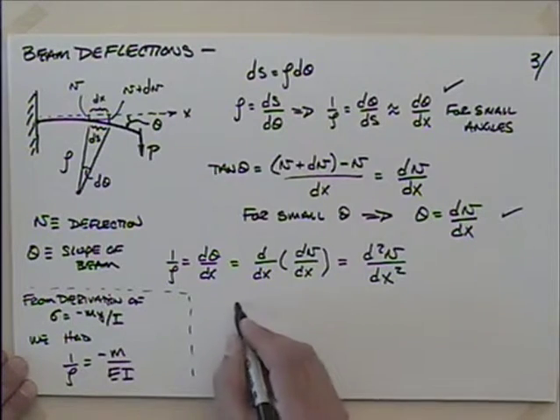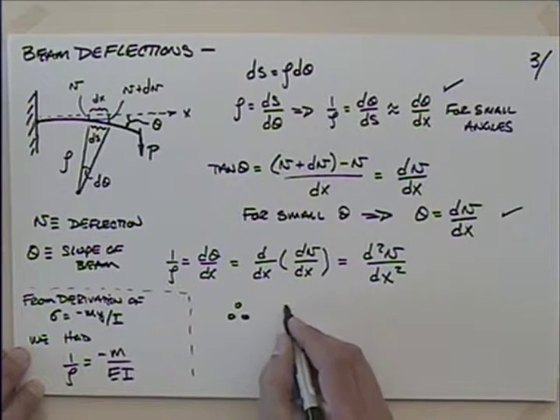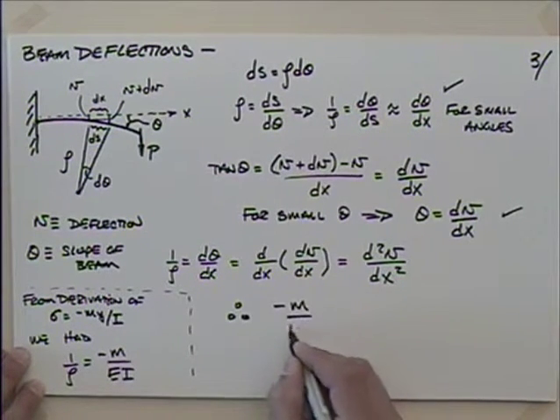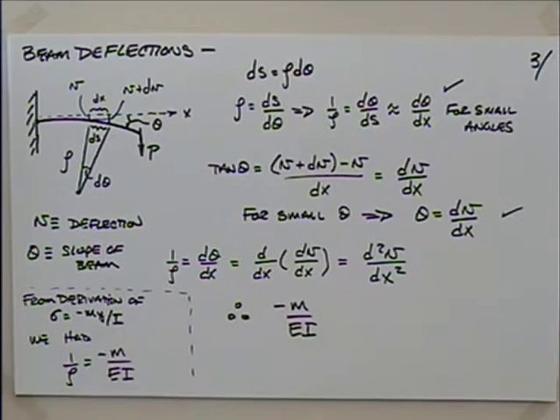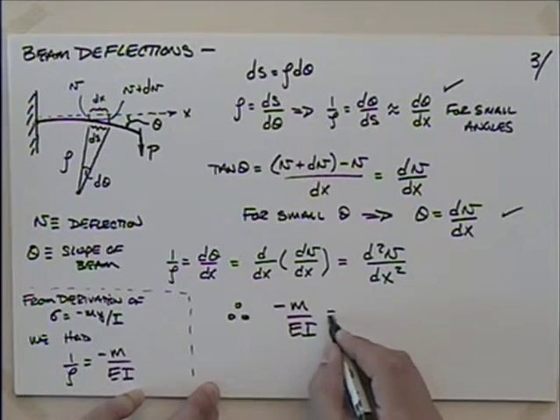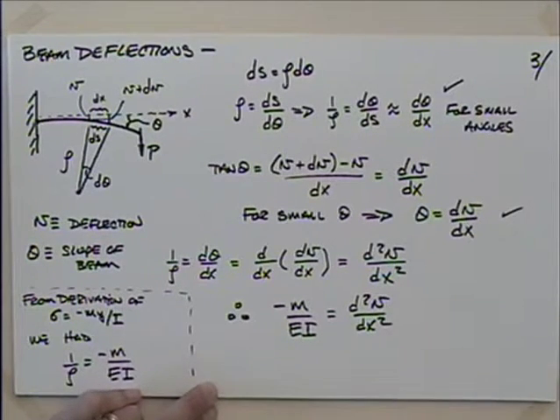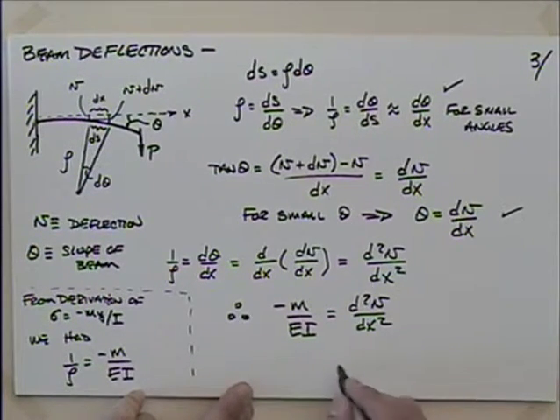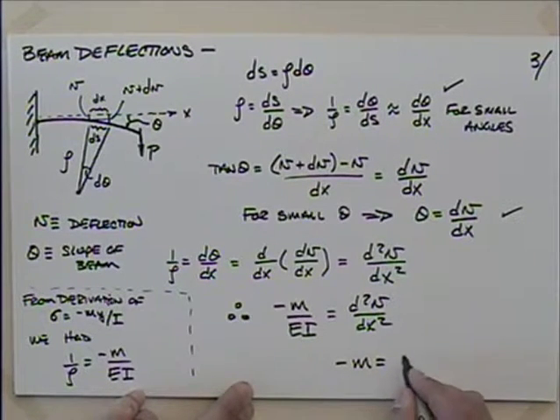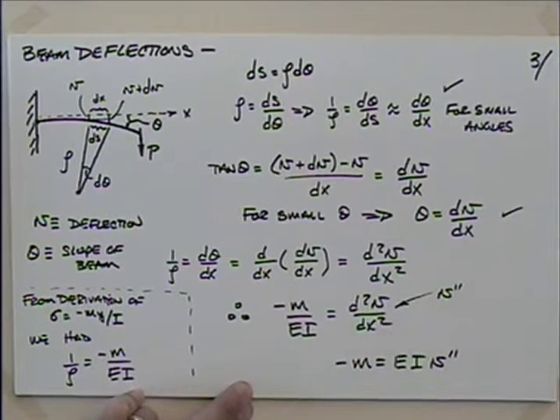So I could say then that 1 over rho, that's this thing, isn't it? So I can say that minus M over EI, and that's just what that is, the moment, over Young's modulus, over the area moment of inertia, is equal to the second derivative of the deflection with respect to x. Or sometimes we'll write this, that minus M is equal to, multiplying both sides by EI, Young's modulus times the area moment of inertia times v double prime. This is, of course, v double prime.